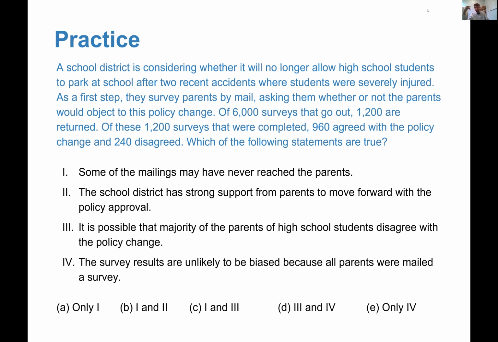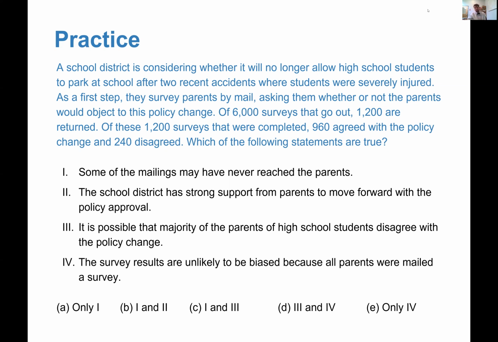Which of the following statements are true? Number 1, some of the mailings may have never reached the parents. Number 2, the school district has strong support from parents to move forward with the policy approval. Number 3, it is possible the majority of parents of high school students disagree with the policy change.